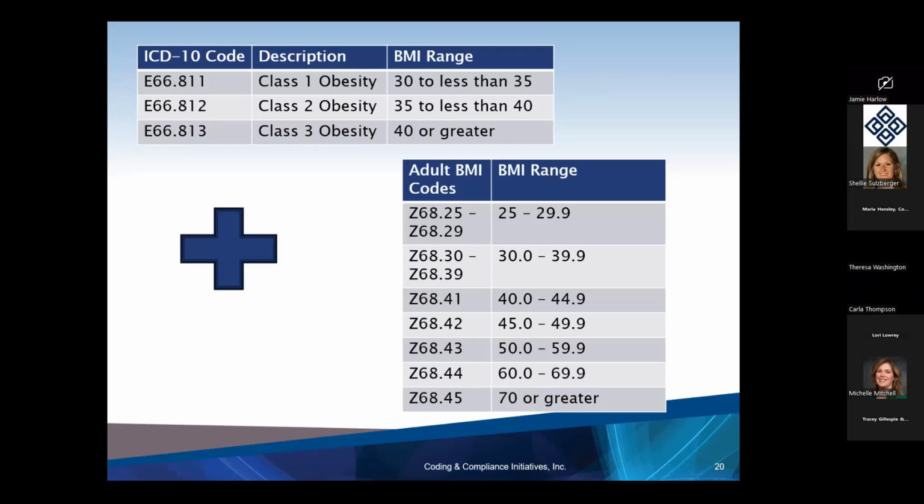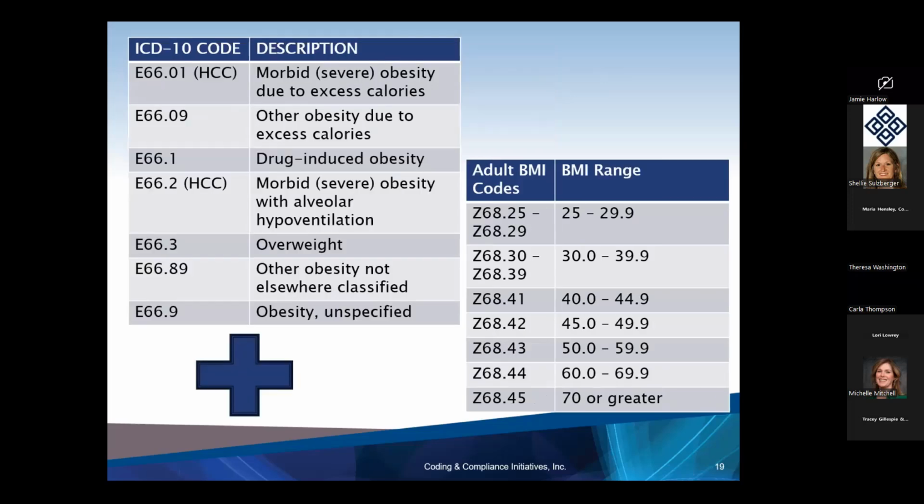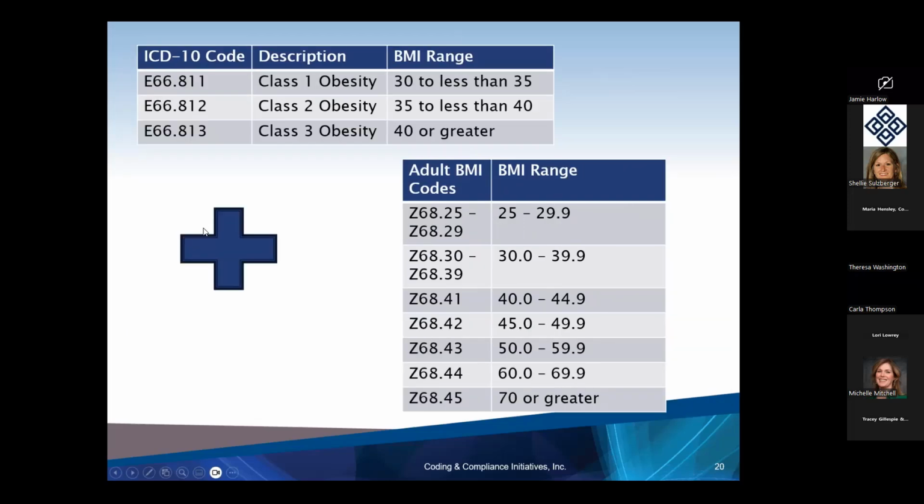So you can use either code. These codes did not go away. So if you so choose to use one of these codes, you can. If you prefer one of the new ones, class 1, class 2, class 3, you can use those as well. It is your choice on how you want to use the codes. We always need the BMI as a secondary.